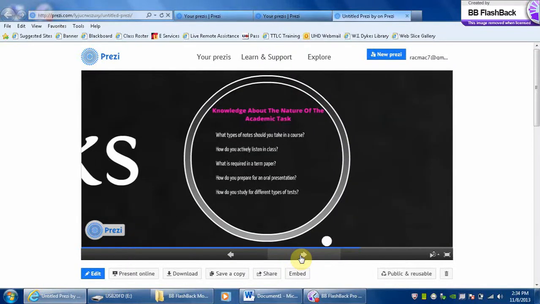So, knowledge about the nature of the academic task. You need to try to understand what types of notes you should be taking in a course. Think about how you actively listen in class. Do you know what's required for your term paper? How would you prepare for an oral presentation in this class? And how do you study for different types of tests?